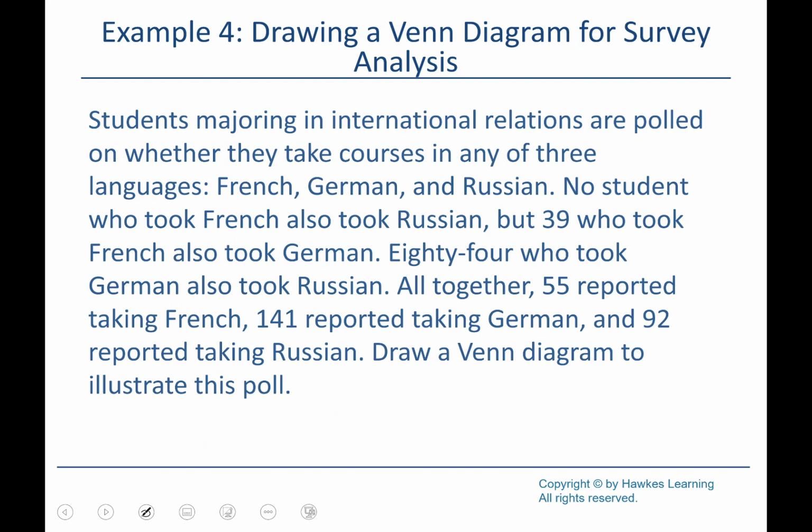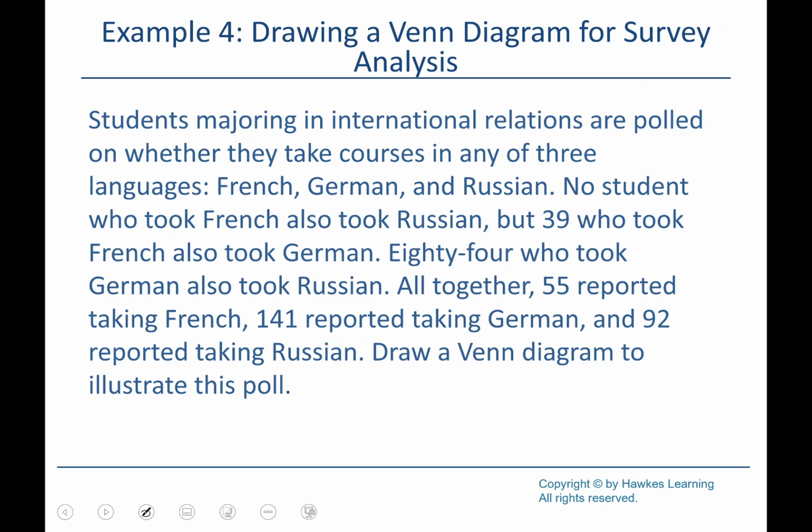All right, so it says we've got students majoring in international relations that are polled on whether they take courses in any of 3 languages, French, German, and Russian. And then it gives us a bunch of information we'll use to fill in our Venn diagram in a second. I'm just going to pause right there for now and get my sketch set up because how many circles do we need? Could have 3, one for French, one for German, and one for Russian.